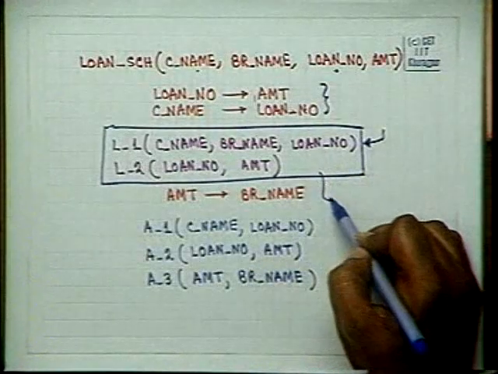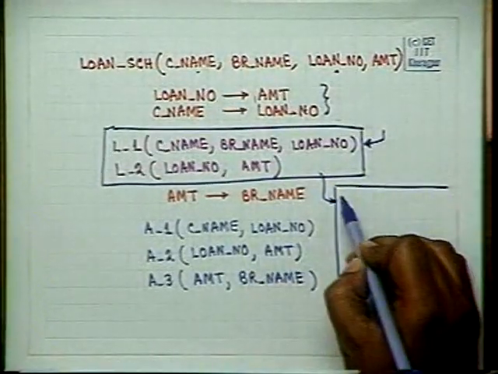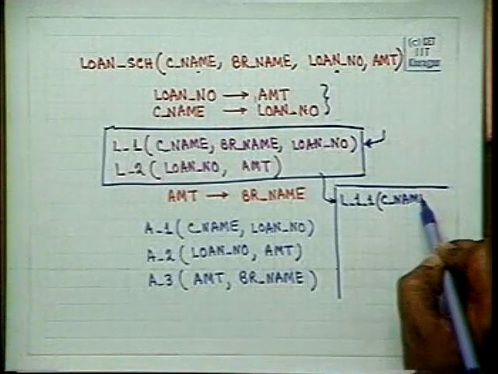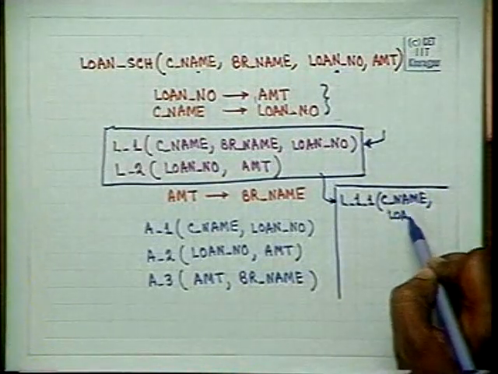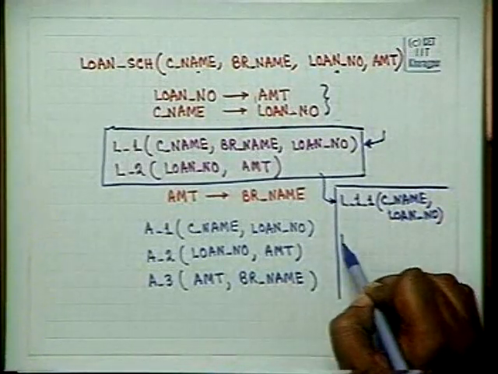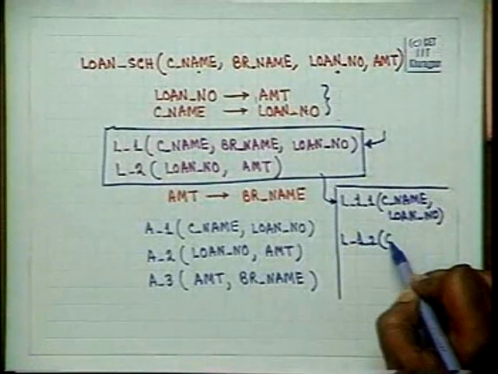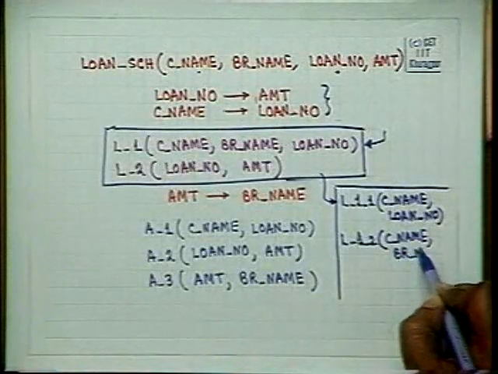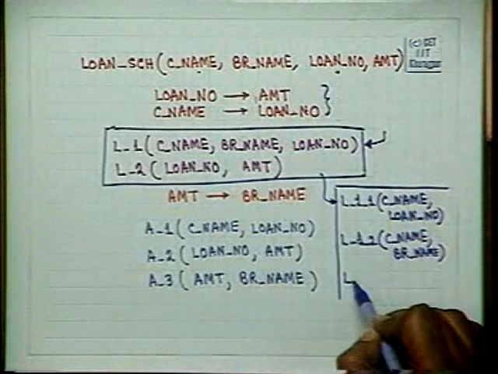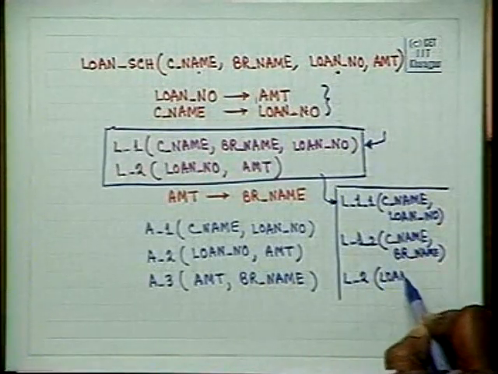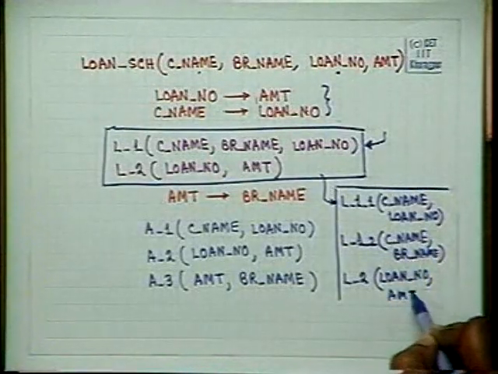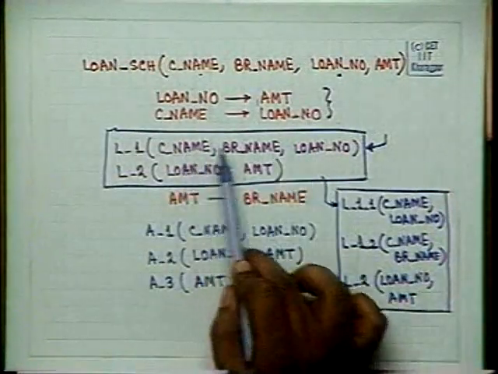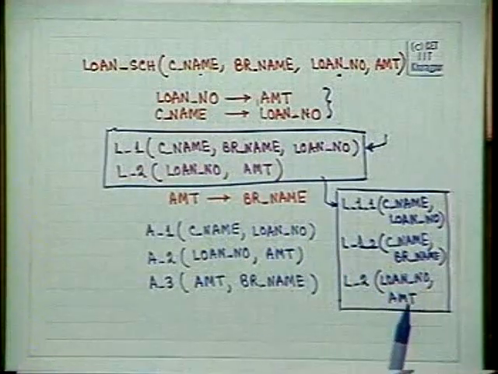So this one would effectively be 3 relations here. One is L11 with CNAME and loan number. The second is L12 with CNAME and branch name, and the third is the same L2, with loan number and amount. Now the problem of redundancy which still occurs here will not occur in this particular scenario.